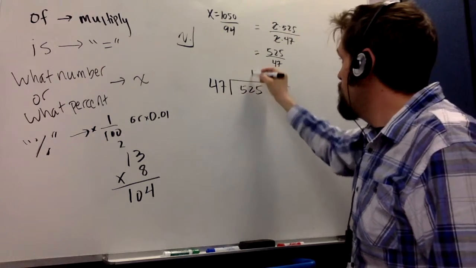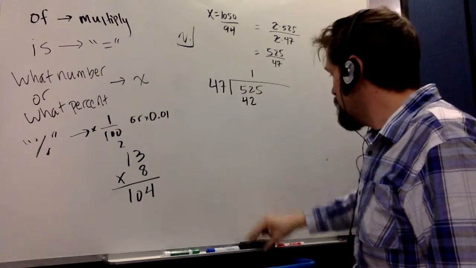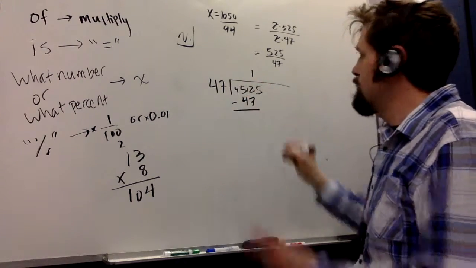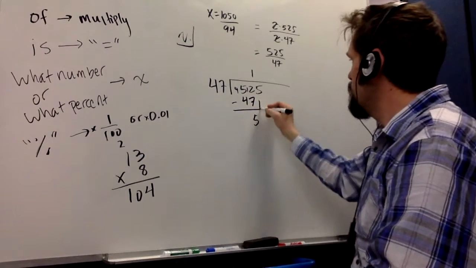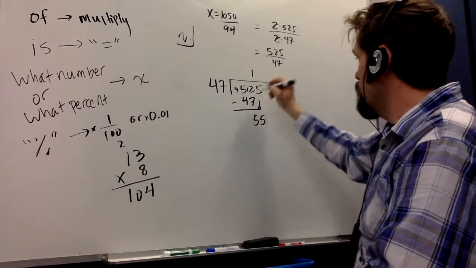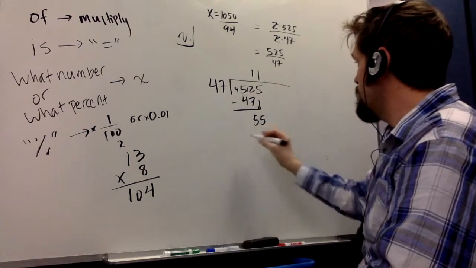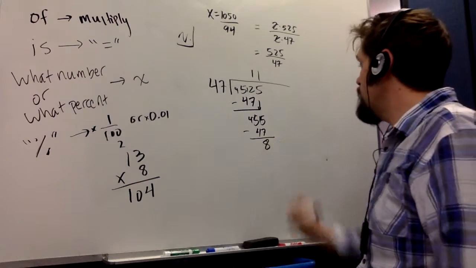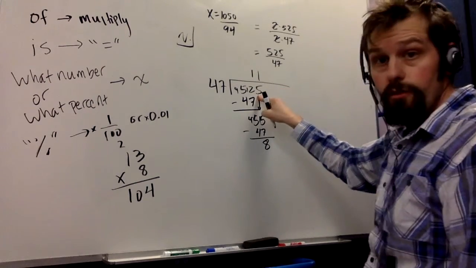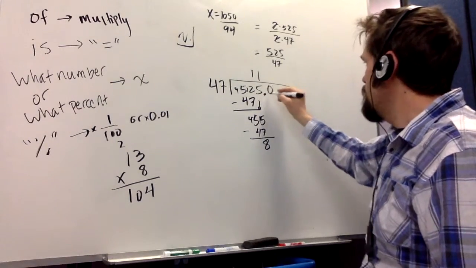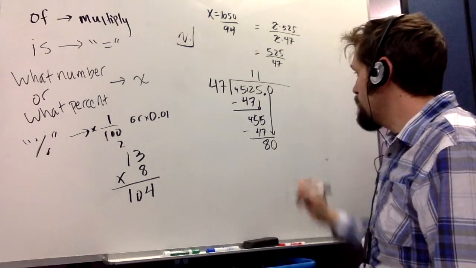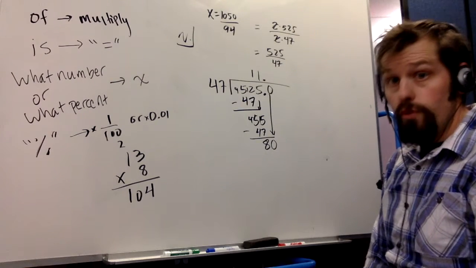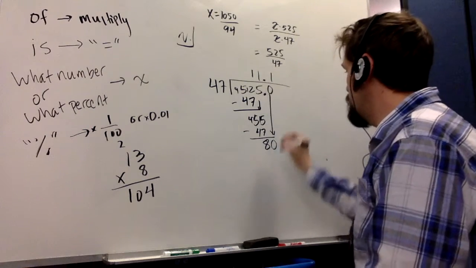And I can make one group of 47 with 52 things. Now I subtract 5, bring down my 5, and I can make one group of 47 with 55 things. 15 minus 7 is 8. Now notice that this is the ones place, so this is the tenths place. So now I'm going to write a 0 and bring that down, and I'm going to put the decimal point right there in my quotient. And now 47, I can only make one group of 47 with 80.